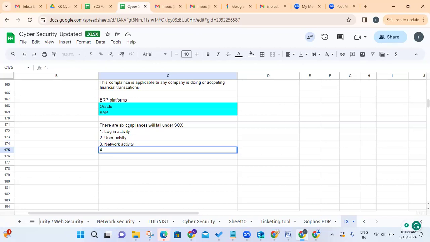Next one is information access. What level of data can be accessed by whoever is logging into the database? So that access we have to gather. What level of controls we defined, whether we implemented segregation of duties or not, all those access controls we have to implement. Next one is information disclosure.